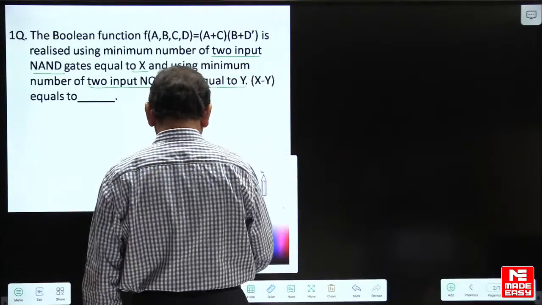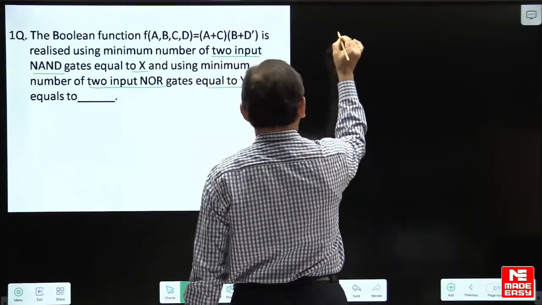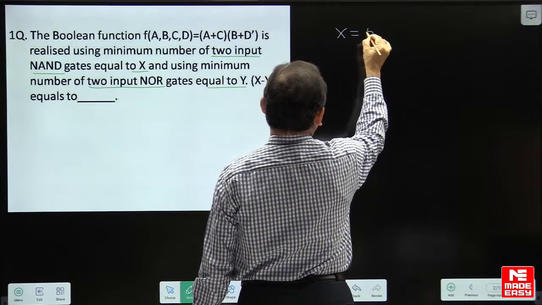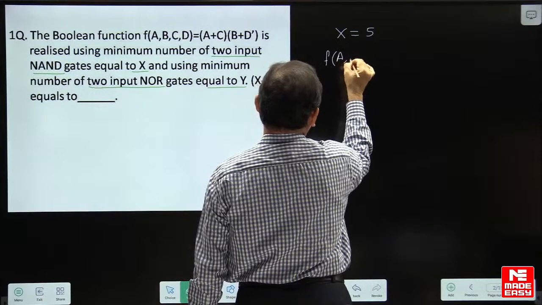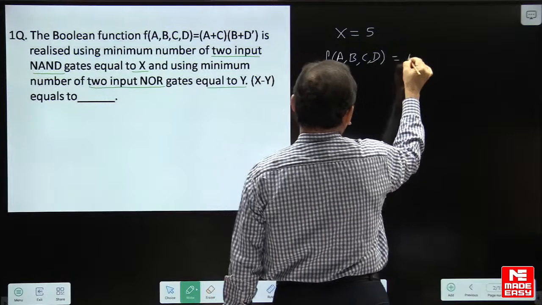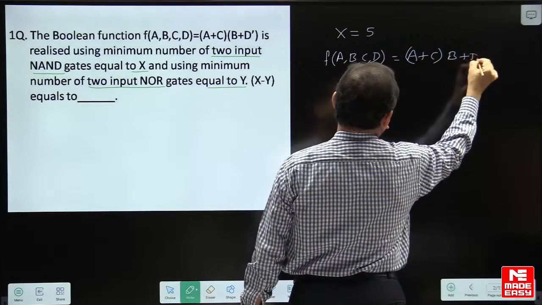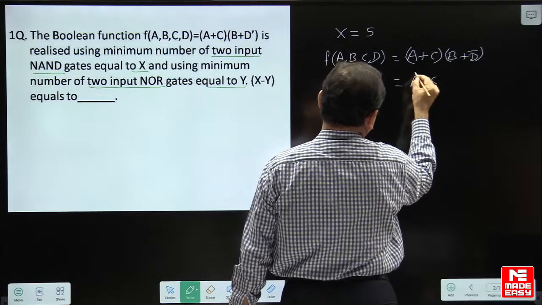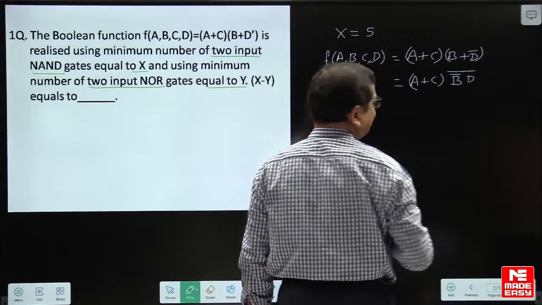If you try well, the minimum number of 2 input NAND gates we need is 5. The function we have here is on 4 variables a, b, c and d. It is (a or c) and (b or d complement). So it is possible for us to read this function as (a + c) · (b' d)' .